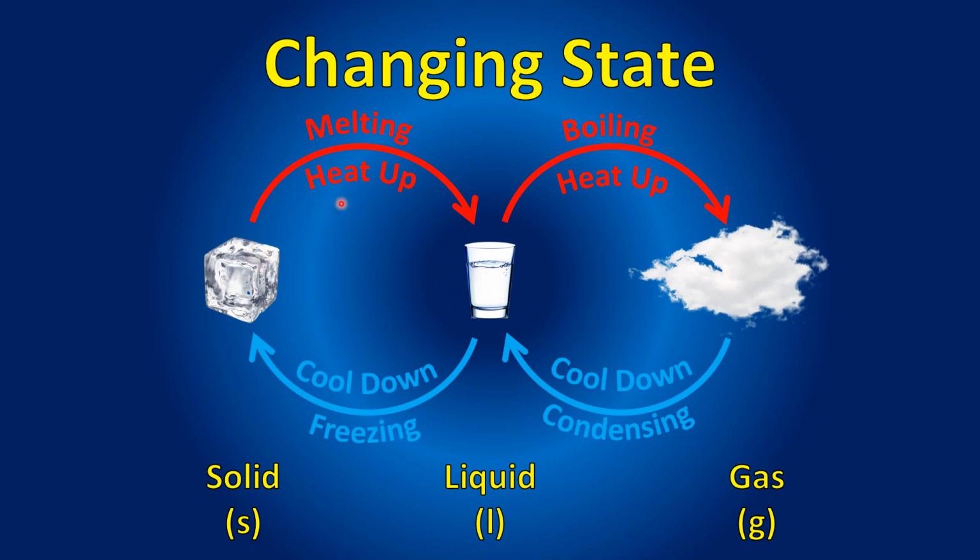So heat up, melt. Heat the water up to the appropriate point, so in this case for water it would be 100 degrees C. You would get to the boiling point. If you cool it down from a gas to a liquid, that's called condensing, and then cooling down further from the liquid to a solid is called freezing.